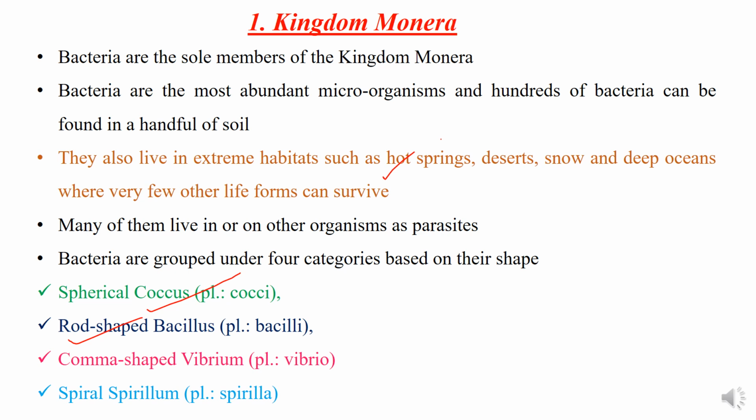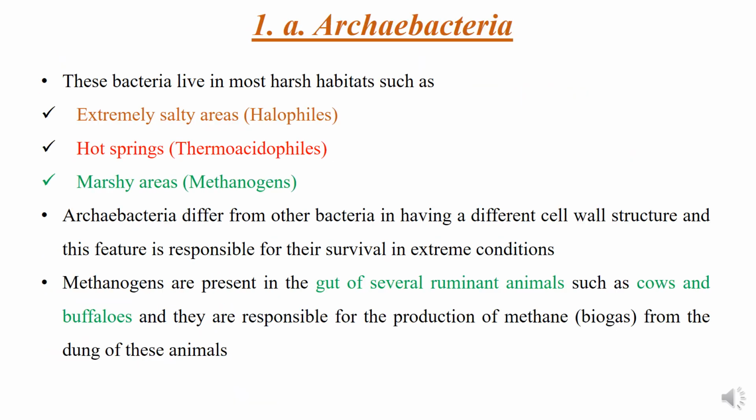Vibrio, like the cholera disease: if you see Vibrio cholerae, we used to call that one caused by comma-shaped bacteria. And if it is spiral in shape, then we call it a spirillum, that is spirilla. These are the 4 different categories of bacteria based on their shape. Okay. So in bacteria there are 2 types. One is archaebacteria and the second one is eubacteria.